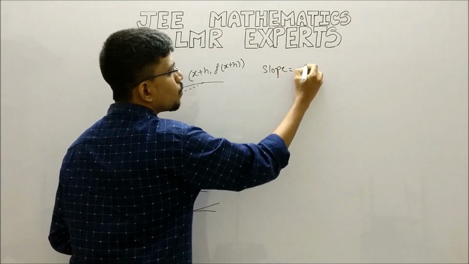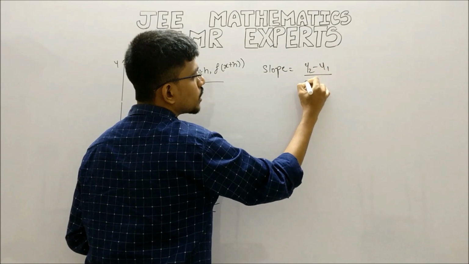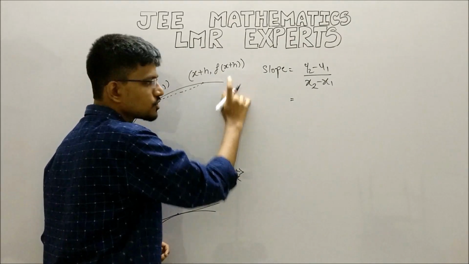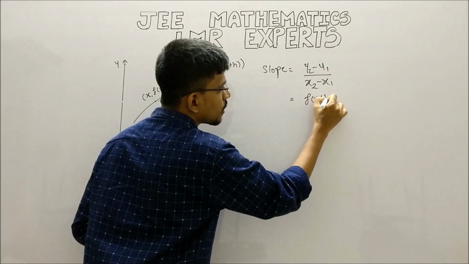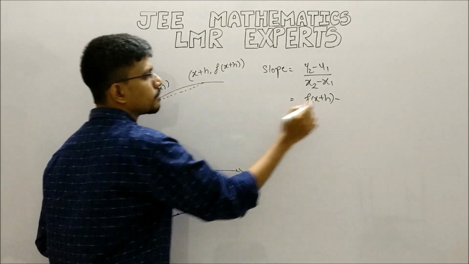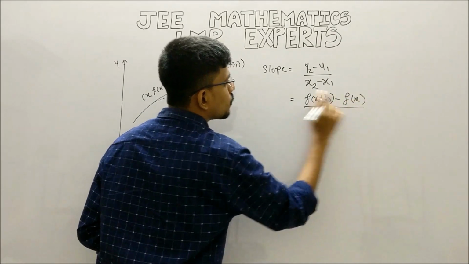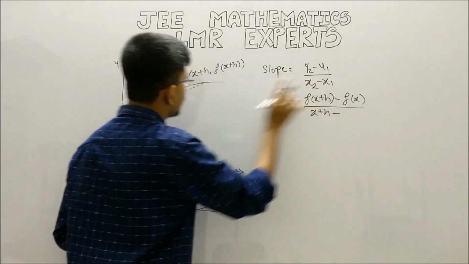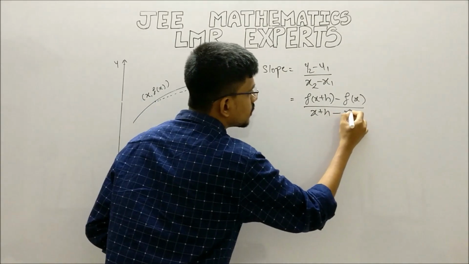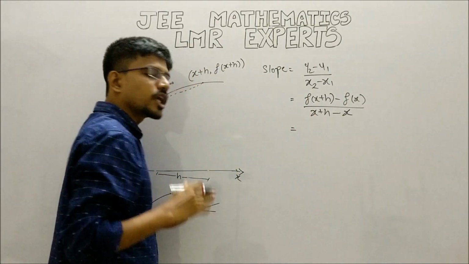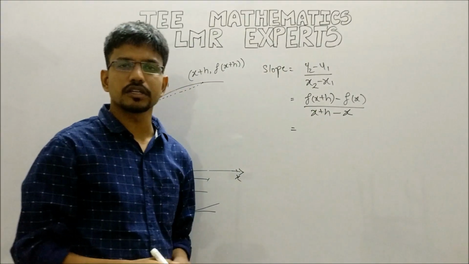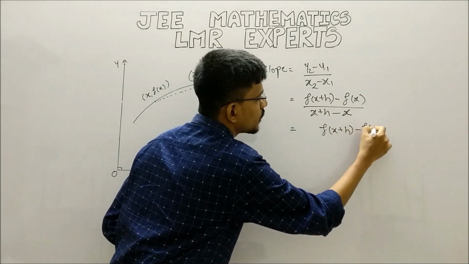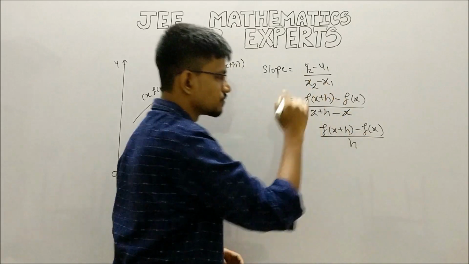Slope is equal to y2 minus y1 upon x2 minus x1. What is y2? f(x plus h). What is y1? f(x). What is x2? x plus h. What is x1? Only x. Now you can notice that this x is going to get cancelled, and what you get is f(x plus h) minus f(x) upon h. Right?